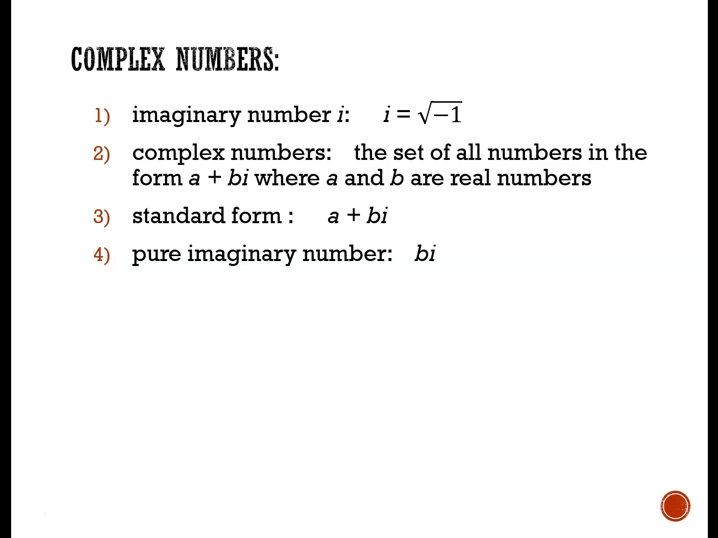Let's start with some definitions. First, we have the imaginary number i. i is defined as the square root of -1. It is always written as a lowercase i.